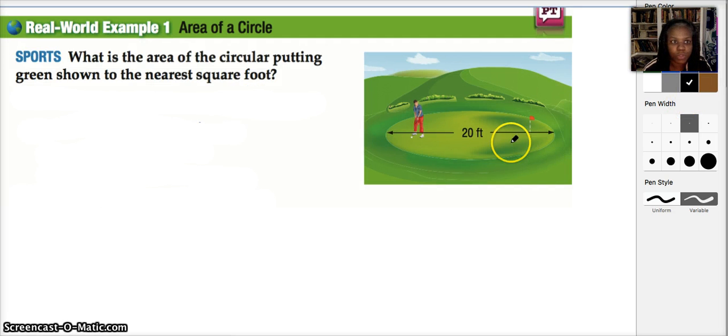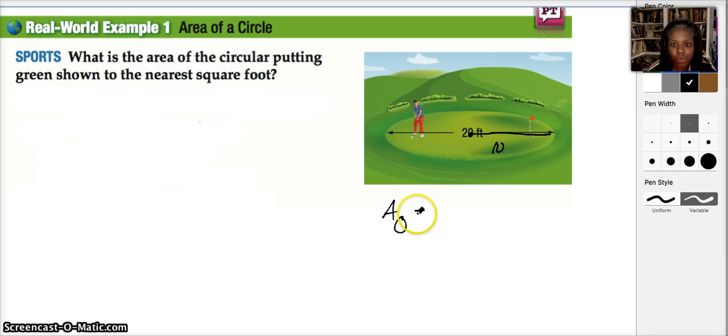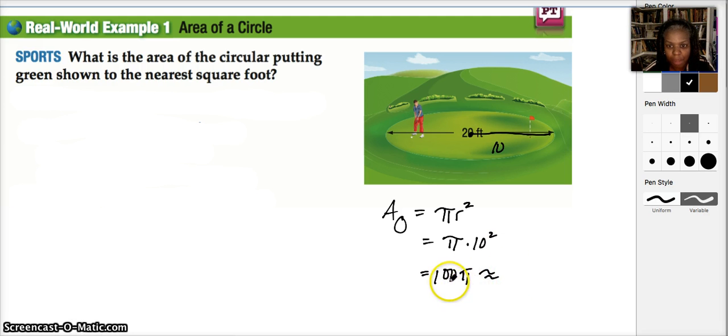In example one, the area of a circle is what we're after. What is the area of the circular putting green, shown to the nearest square foot? We see that if the diameter is 20, then the radius is 10, recognizing that the area of a circle is equal to pi r squared. We simply have pi times 10 to the second power, or 100 pi. I like leaving it in that form because it's exact, so 100 pi feet squared, but if you're into decimals, you can change pi to 3.14 and you get 314 feet squared.